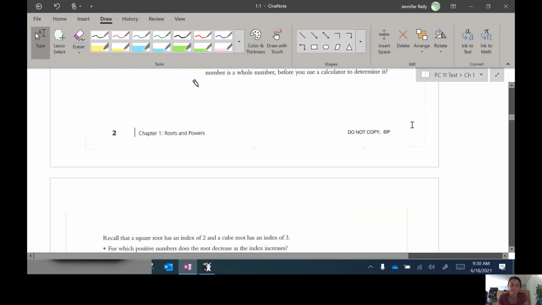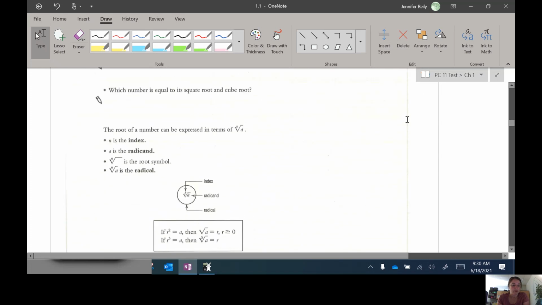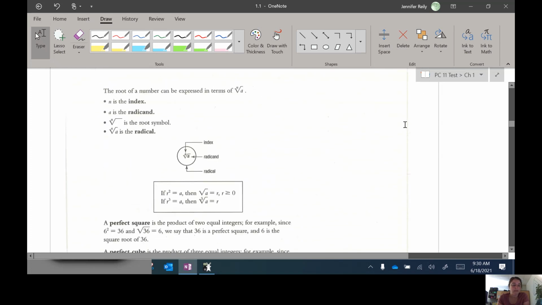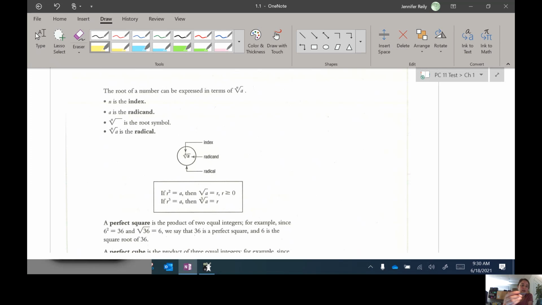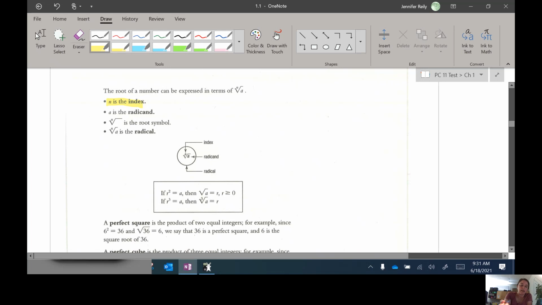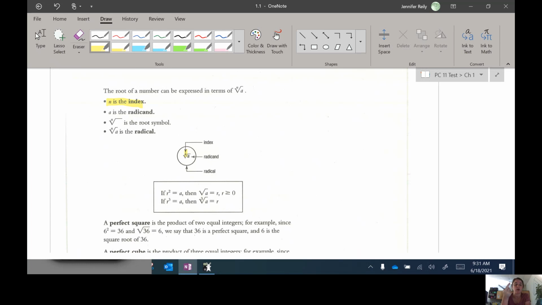Okay. We're going to skip those questions there. We're going to go over some key terms. So you need to know these terms. I'm going to be referring to them throughout the chapter. N here is the index. So the index tells you how many times you need to multiply to make the number. So on a typical square root, the index is 2. And like I said, we don't typically write the 2, but in all other radicals, we do write it.